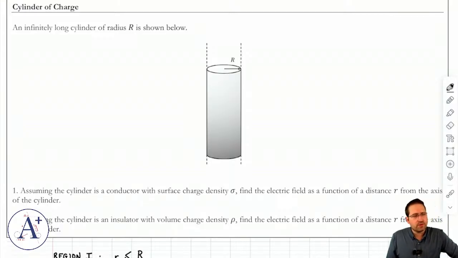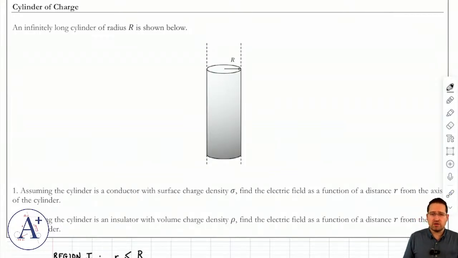Okay, and you might say, well, obviously nothing is infinite. I can't buy an infinite cylinder of charge, and I would say that's true, but maybe you can buy one that's long enough. Let's say you go buy a cylinder that's, I don't know, 3 feet long. Okay, 3 feet is not infinitely long.